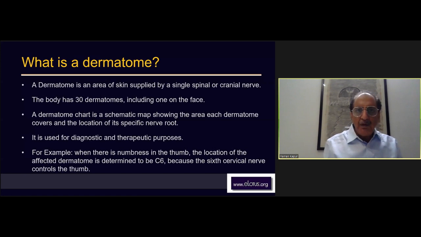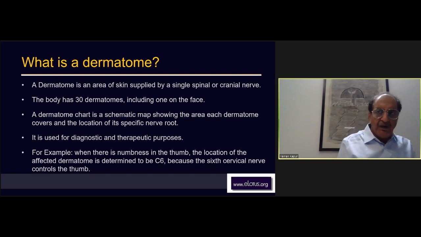Now, what is a dermatome? A dermatome is an area of the skin which is supplied by a single spinal or cranial nerve. Our body has 30 dermatomes, including one on the face. Now, a dermatome chart is a schematic chart showing the area each dermatome covers and the location of its specific nerve root.